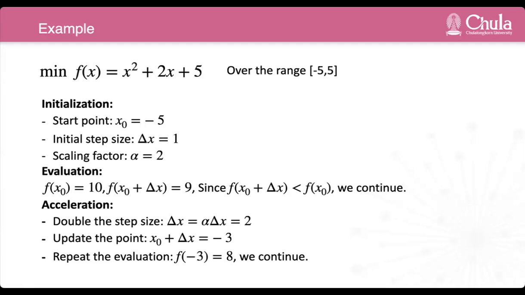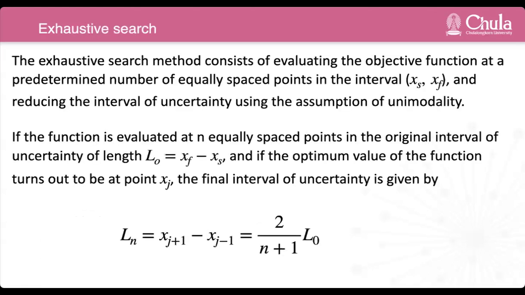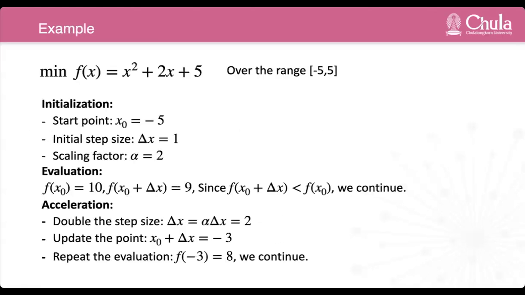You arrive at this point. Test the objective function at this point, and then it's 8. But for f(x0) it is 10, right? Then we can further repeat that step.